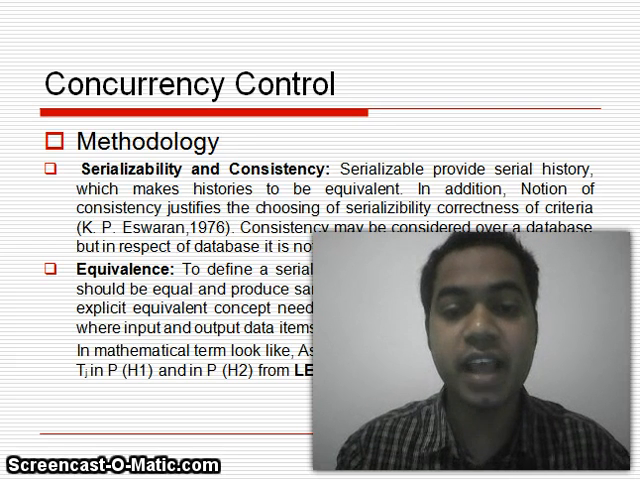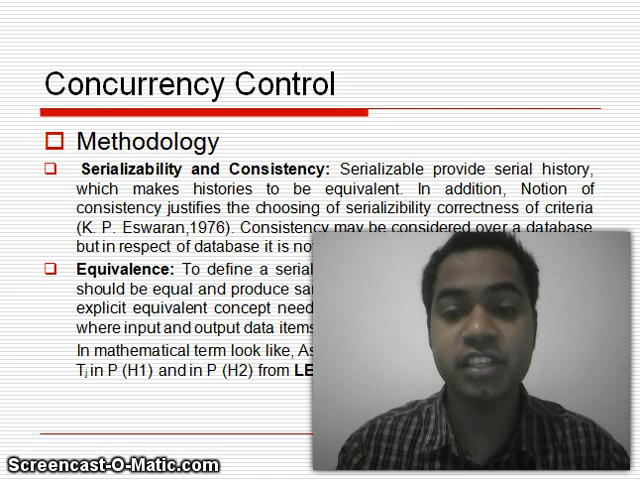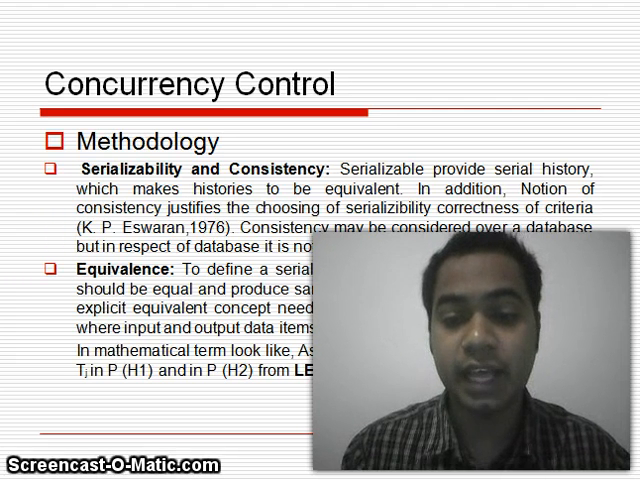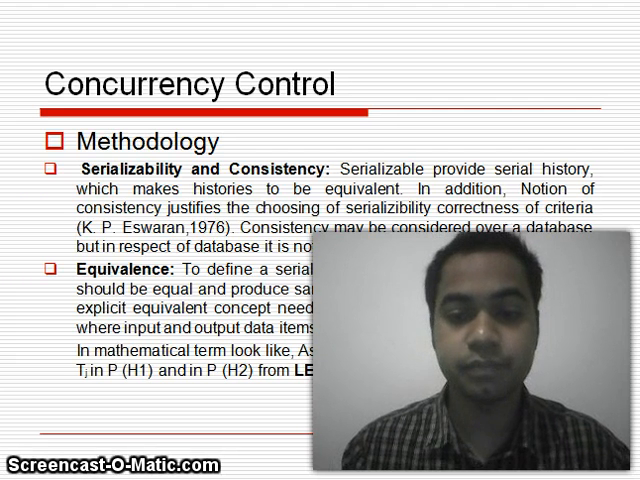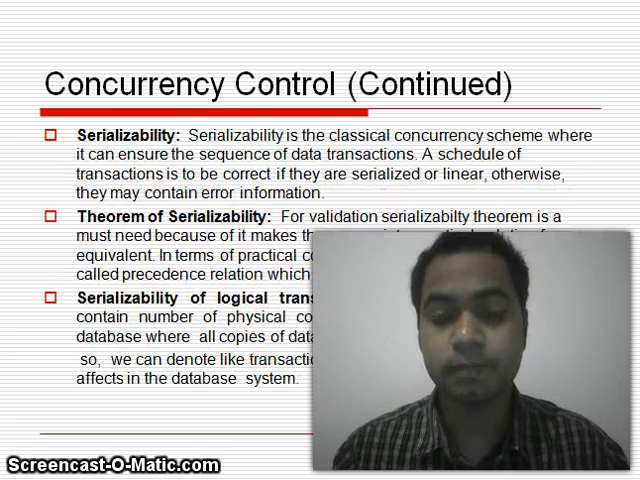Equivalence. To define a serializable history, two equivalent histories should be equal and produce the same final state for each transaction. For the explicit equivalence concept, the initial state and output state need to be equal, where input and output of the item result is distinct. In mathematical terms it looks like this, where H1 equals H2.